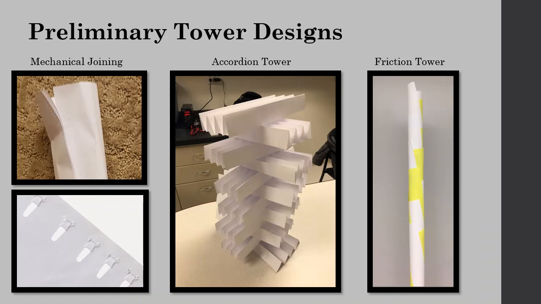We began by researching various paper tower designs first and focusing on building a device to manufacture that design second. The top three designs we found and tested were designs using mechanical joining, an accordion or stacking-based tower design, and a friction-based tower design where papers are tightly rolled together.